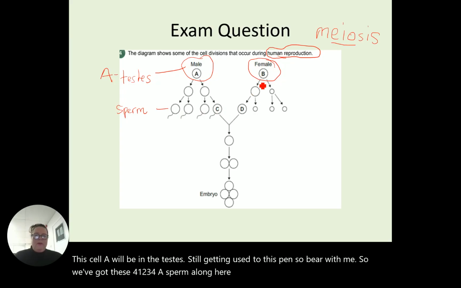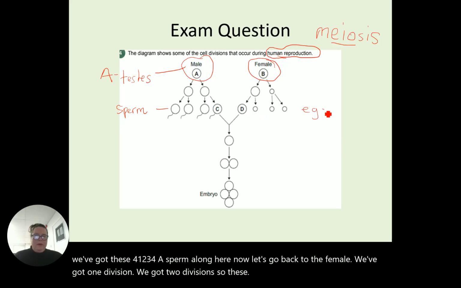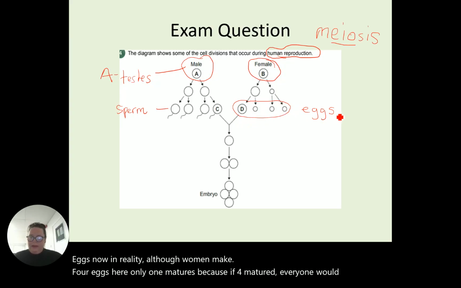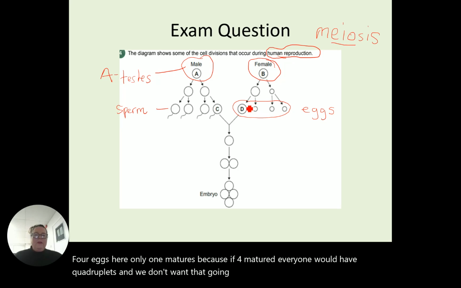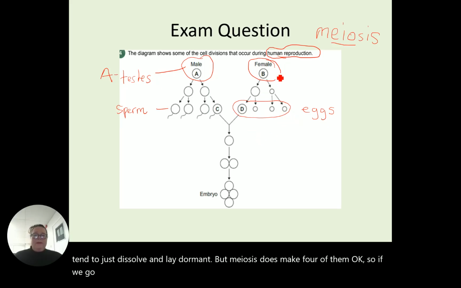Now let's go back to the female. We've got one division, we've got two divisions. So these are eggs. Now in reality, although women make 4 eggs here, only 1 matures, because if 4 matured, everyone would have quadruplets, and we don't want that going on. So 1 matures, and the other 3 tend to just dissolve and lay dormant, but meiosis does make 4 of them.